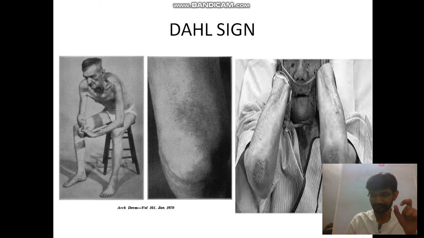Hyperpigmentation of the extremities because of the chronic assumed posture, mainly the tripod posture or any other posture which they assume, is known as Dahl sign. As you can see here, the person sitting here means there will be chronic hyperpigmentation because of that posture, and you can see the same on the elbows, knees and elbows. This is known as Dahl sign.